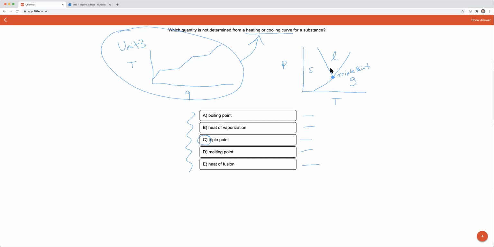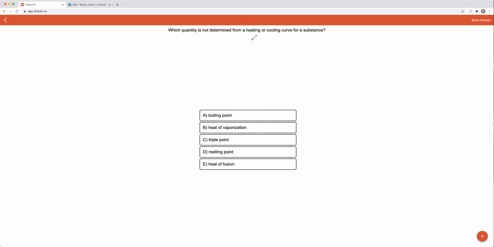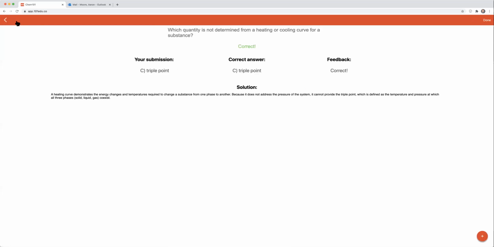A lot of the same information is in both of these curves. For example, you can tell what temperature something is going to go from the solid phase to the liquid phase, right? That would be that temperature right there. So you can get a lot of the same information from these two types of diagrams, but the triple point is not on the heating or cooling curve. So I think it's triple point. Find out if I'm right, and I am correct.